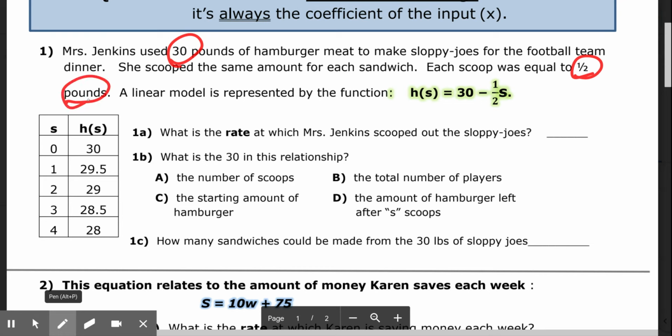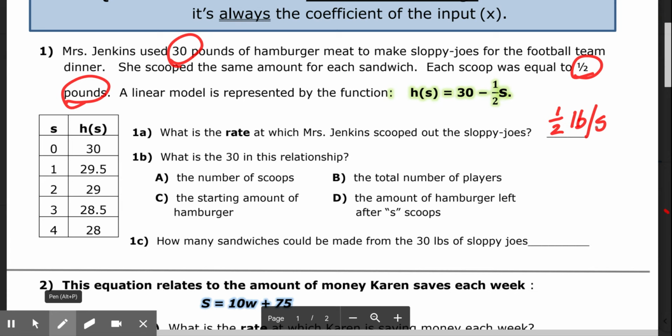A linear model is represented by the function 30 minus 1/2 per scoop, which will figure out how many scoops she's going to be able to scoop with 30 pounds. So on 1A it says, what is the rate at which Mrs. Jenkins scooped out the sloppy joes? Well, it would be 1/2 pounds per scoop. That's the rate per one unit, per one scoop.